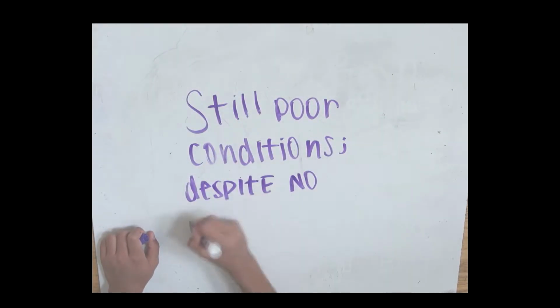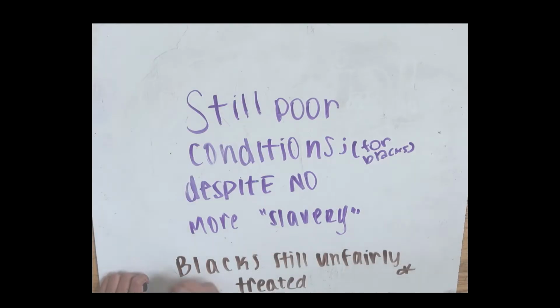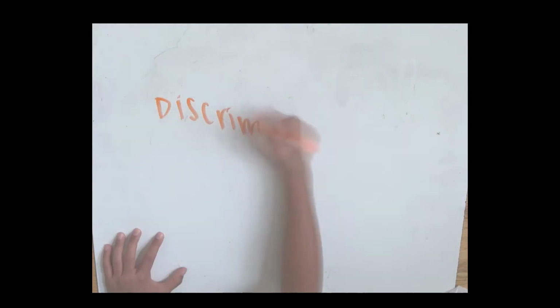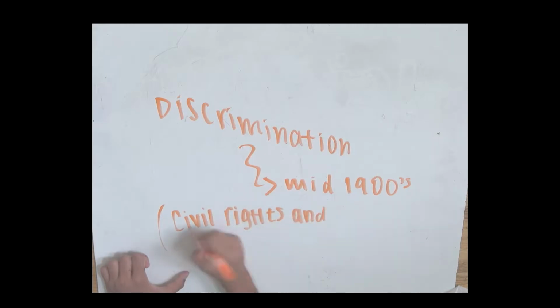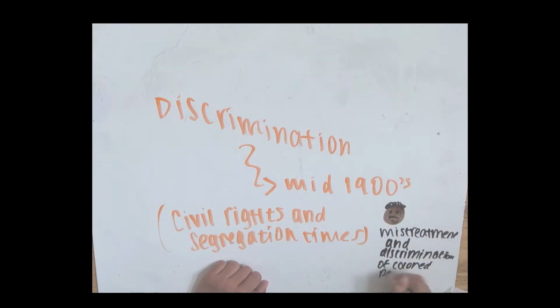So, although slavery was abolished, blacks and people of color were still being treated unequally compared to whites. This continued further on into the mid-1900s, where racial discrimination probably shined the most and is most commonly known about.